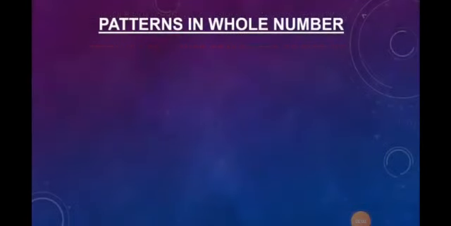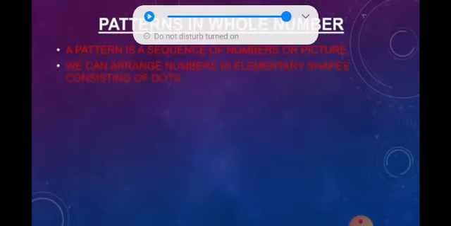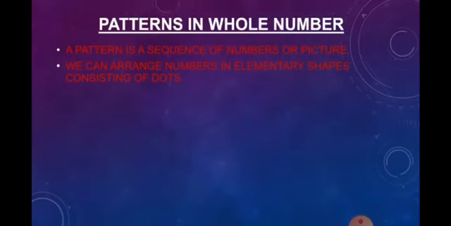Patterns in whole numbers. A pattern is a sequence of numbers or pictures. We can arrange numbers in elementary shapes consisting of dots. Now, what are elementary shapes? A line, triangle, rectangle, square.